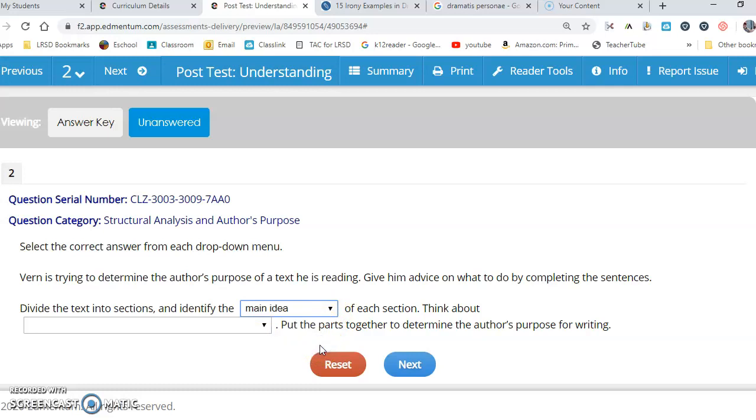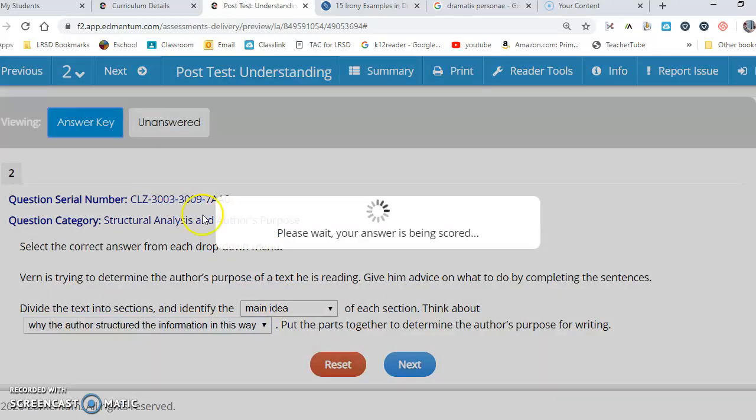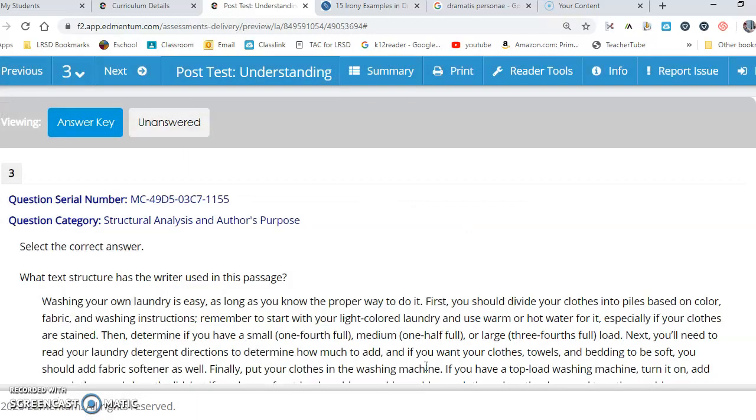I would choose. And then think about the blank questions you have for the author about the text and why the author structured the information this way. Put the parts together to determine the author's purpose for writing. So if you look at this, why the author structured information this way would be the correct answer on that one, because we want to know why he created those paragraphs.